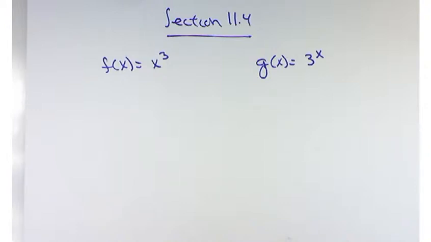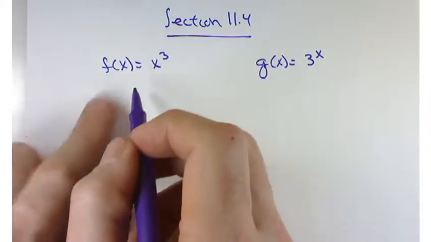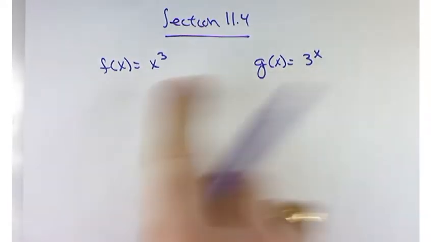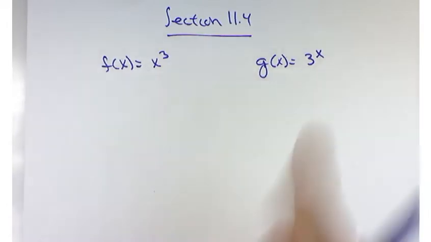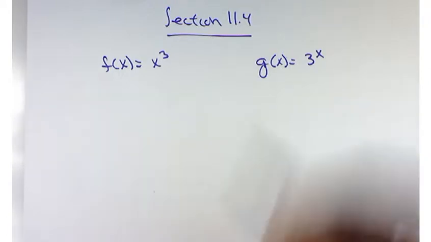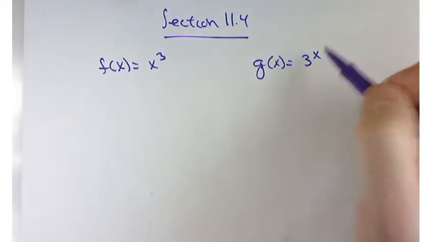So in section 11.4, we're going to discuss logarithms. And to try and motivate logarithms, I'm going to start by calculating the inverse of a couple functions. Now, of these two functions, f of x and g of x, which one of them is the exponential function? G of x. G of x is your exponential function. You've got a fixed base to a variable exponent.